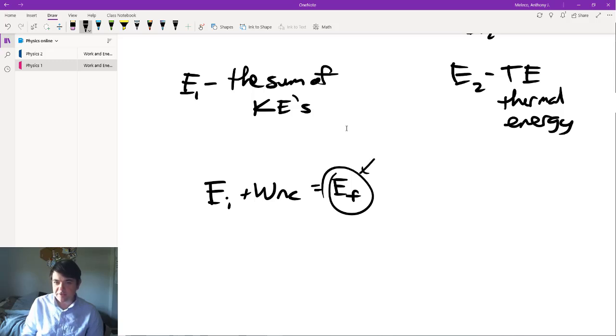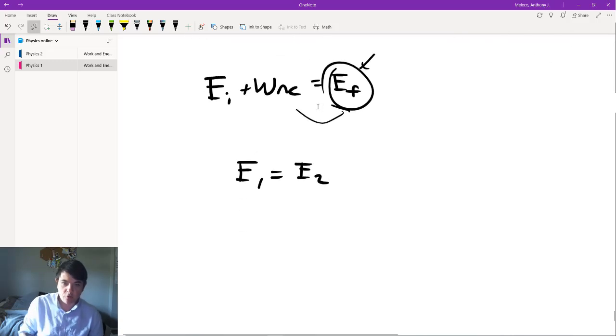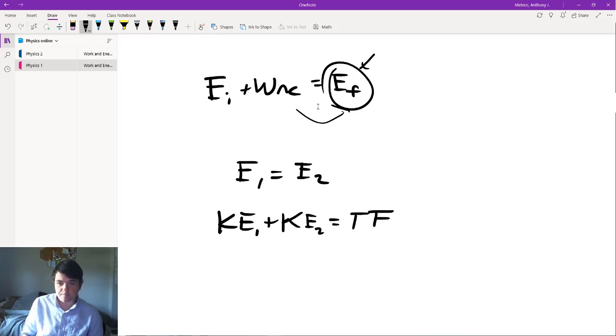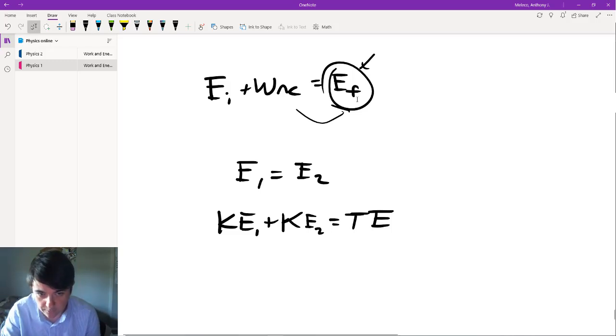You can assume that E final is 0 and that the non-conservative work is being subtracted, which ends up moving that over. Or you can assume that this is 0 and that E final is only thermal energy. Either way, you end up with E1 equals E2, and you get KE1 plus KE2 for the 2 cars equals thermal energy. Either way, this is what you end up with.